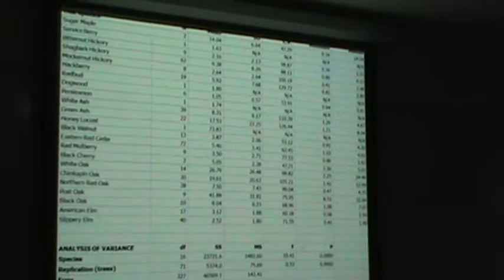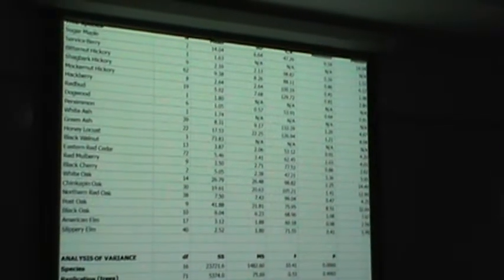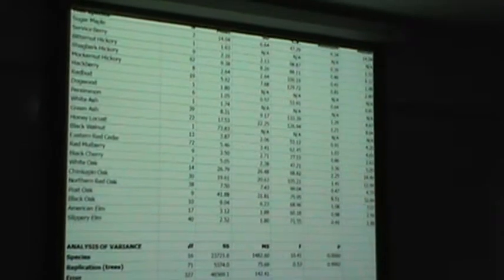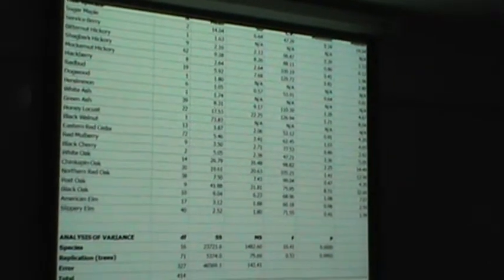This is a table of descriptive statistics and analysis of variance for foliage biomass. And as you may see here, the coefficient of variation ranged from 47.21 for black cherry to 129 for hackberry. And as you may see, the comparison of means for the analysis of variance for the species were significantly different.